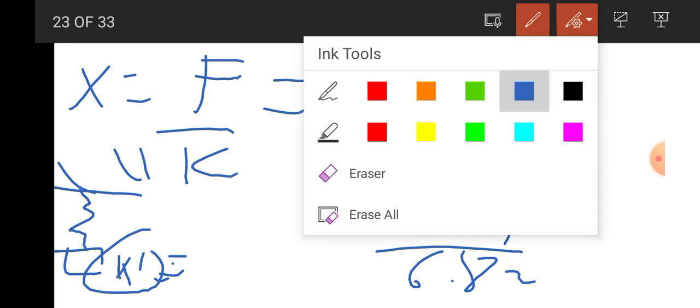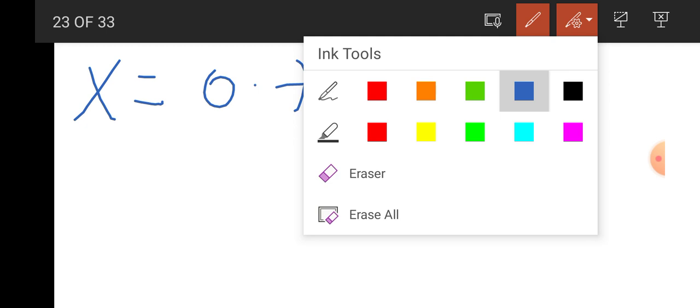6.82, therefore extension is equals to 0.72. This extension. Next question D.